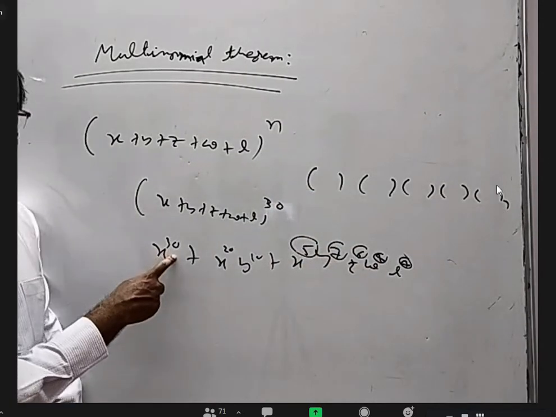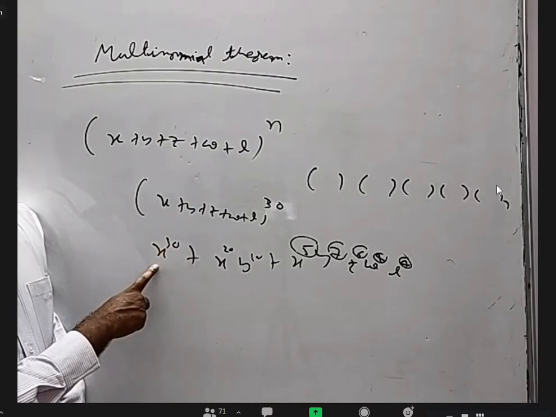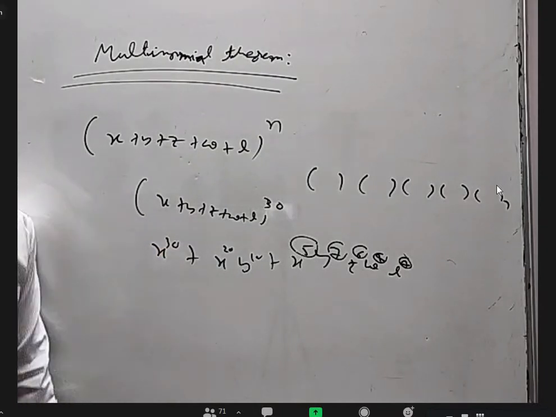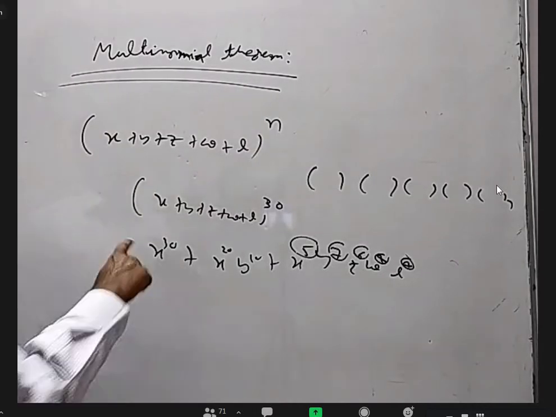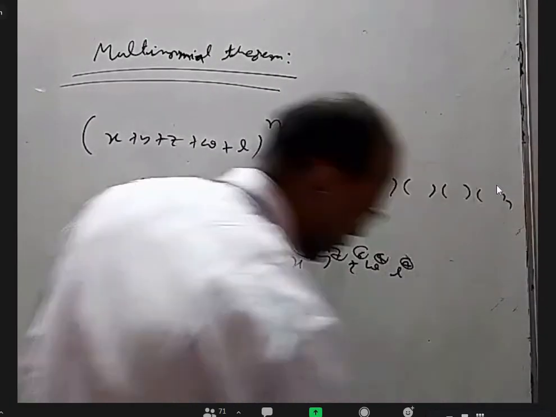For example, here in x power 30, the power of y is 0, the power of z is 0. Some powers may be 0, some terms may be missing. But whatever is there, the sum of the powers should be 30.